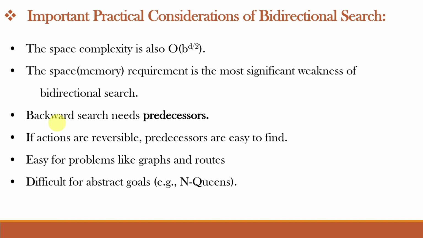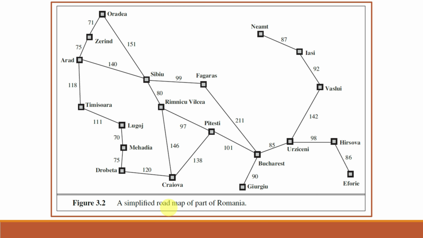Next important point is backward search. See, bidirectional search sounds simple, but backward search is not always easy. To search from the goal side, we must know the predecessors of a node. See, a predecessor means a state that can reach the current state. So if all actions are reversible, finding predecessors is easy. For example, in road maps or route finding problems, roads work in both directions. So bidirectional search works very well for graphs and route problems like this.